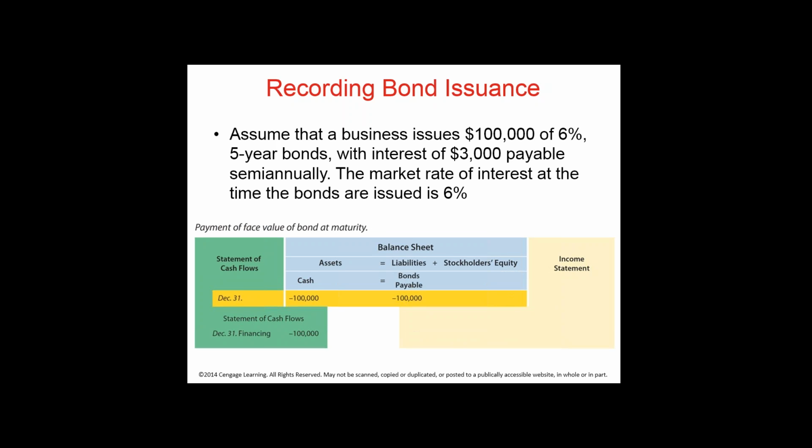5 years from now, it's time to pay off those bonds. So I'm going to write a check or a number of checks that total $100,000, and I'm going to reduce my bonds payable by $100,000. So there you have it. I issued my bonds, I got my money, I paid my interest over the term of the bonds, and then I paid my bonds in full 5 years down the road.